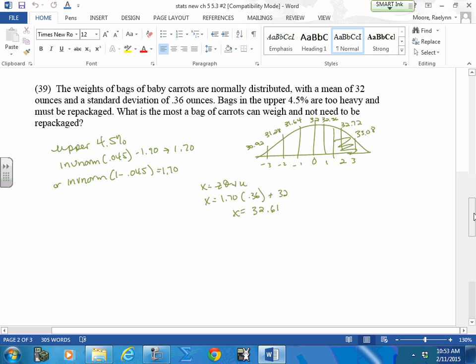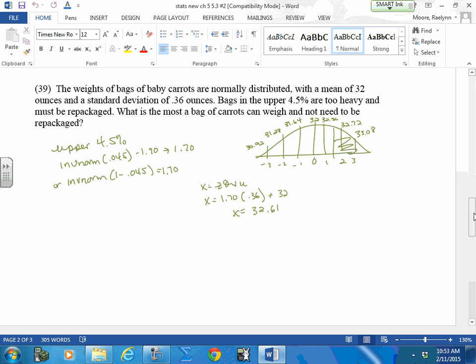Okay, now, here's a really good industry problem. I own a carrot company here, and I package my carrots. If my bags are too heavy, my consumers are getting extra carrots, and I'm paying for that. If my bags are too light, my consumers are paying extra, and I'm not giving them what they need. So my concern here is apparently the heavy ones. I don't want them too heavy, or I'm giving you extra carrots that you're not paying for. So I decided to cut off the top 4.5% of my bags as too heavy.